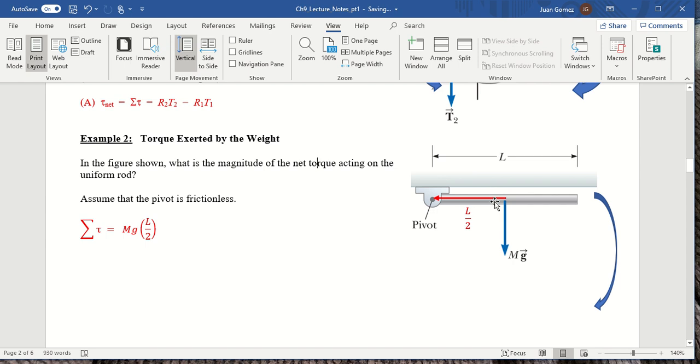And the angle between them clearly is 90 degrees. And so the sum of the torques, of which there's only the one, the force is mg, and the lever arm is L over 2. So the net torque, we want the magnitude, I don't care if it's positive or negative, the magnitude of that net torque is mg L over 2.